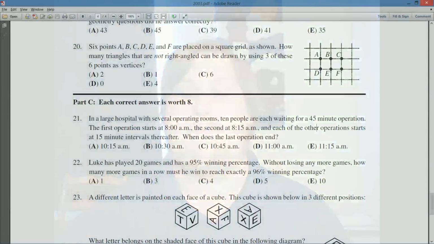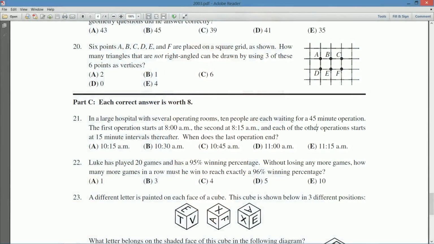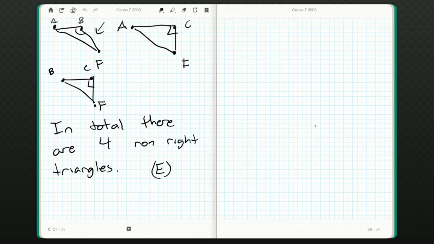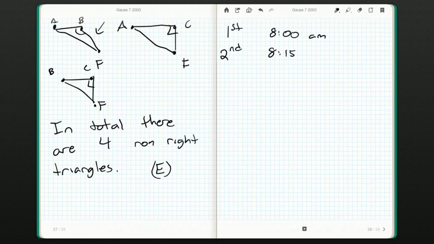So we can work it out if we want to. The first one starts at 8, the second one at 8:15, and we could actually just list when each one of them starts, and then add 45 minutes onto the last one. And I think that's probably the simplest approach. So let's get into our notebook. So our first operation starts at 8 a.m. The second one at 8:15 a.m.